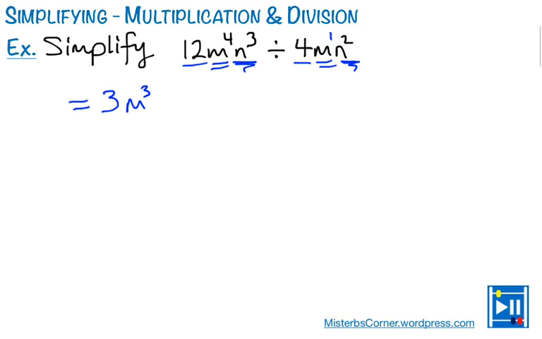So n cubed divided by n squared is 3 minus 2. The power will be 1, so I can just write n here, not n to the power of 1, but it's going to be n. So the simplest form for this expression will be 3m cubed n.